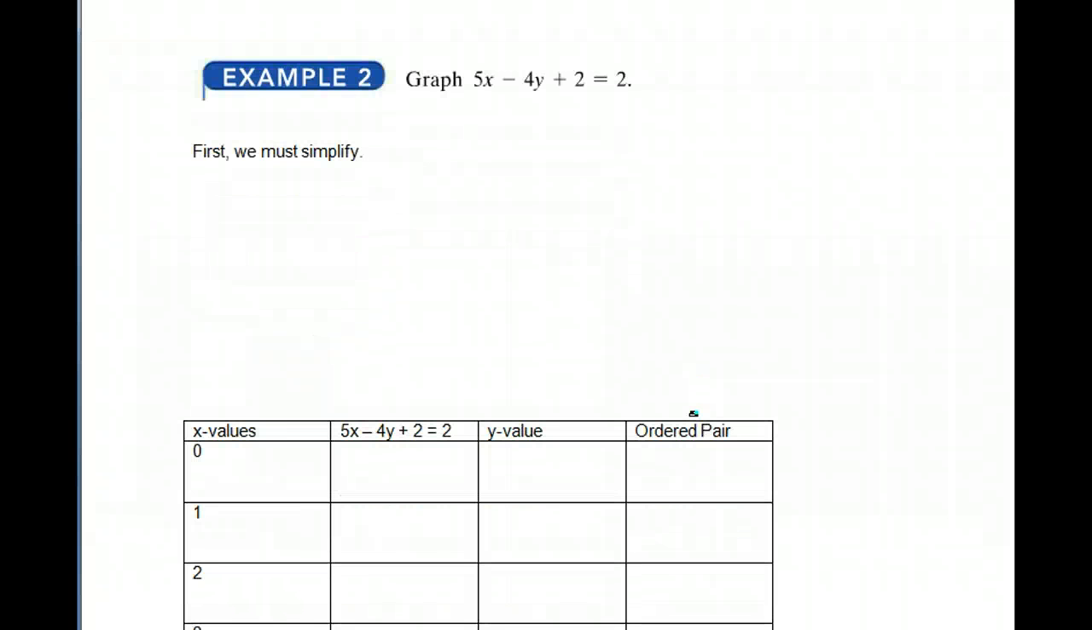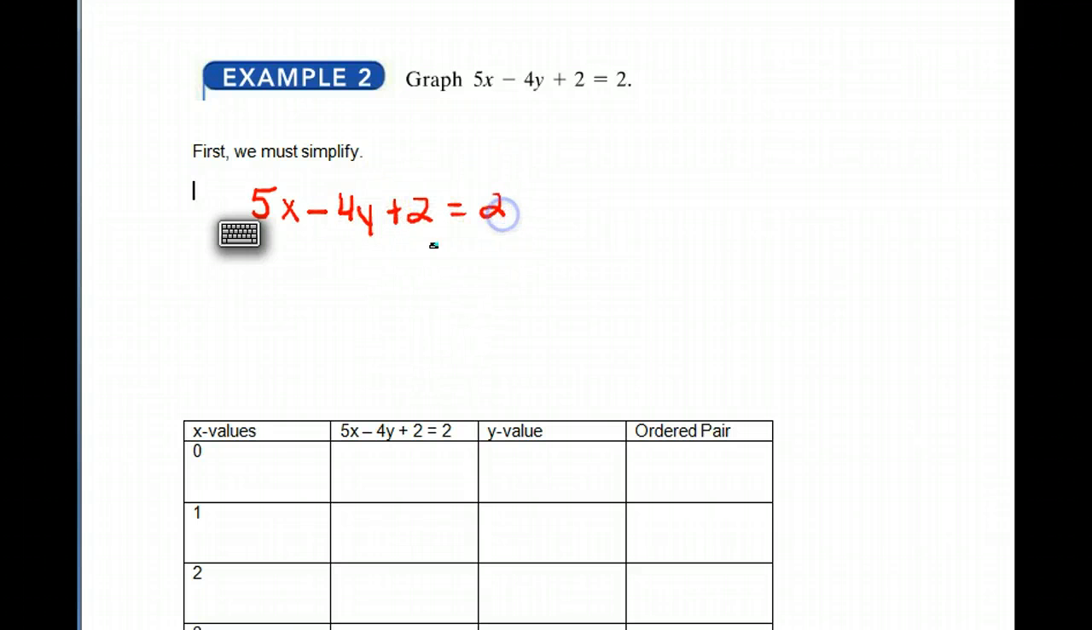Example 2 requires us to simplify our equation before we can begin with our chart. As you can see here, there is some combining of like terms that we can take care of. So I recommend here, I'm going to rewrite my equation, that before we do anything, we move this 2 to the other side using subtraction. So we have 5x minus 4y equals 0.